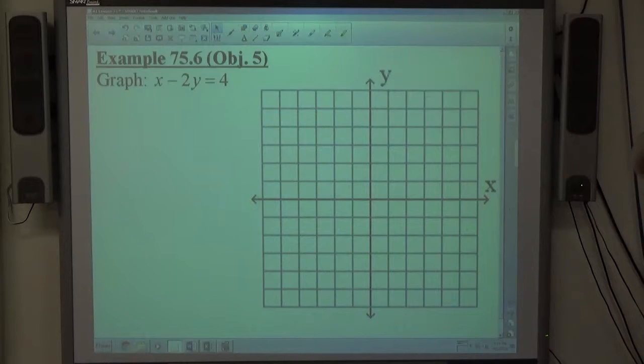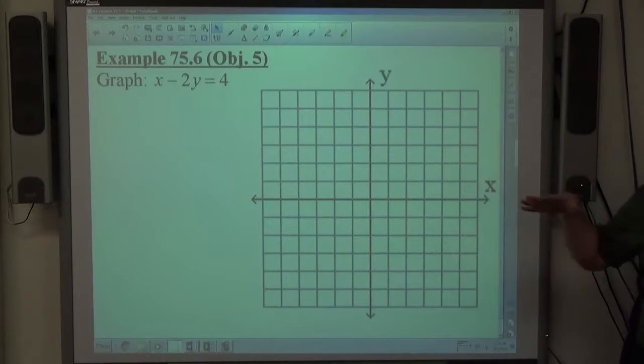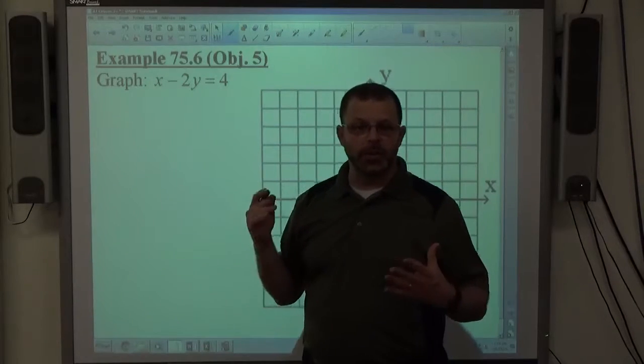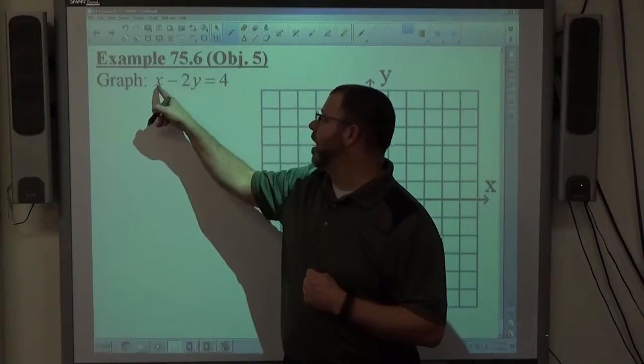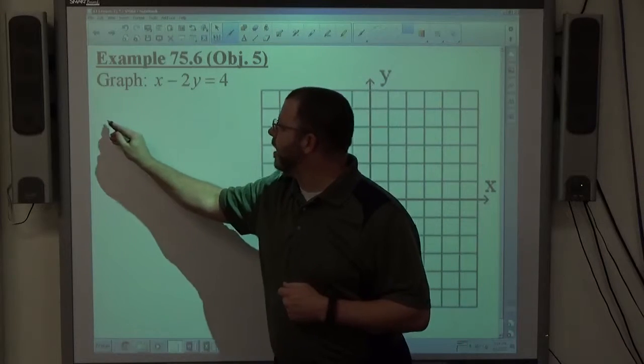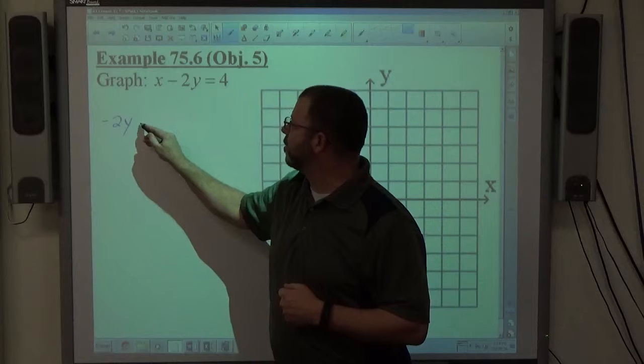Okay, for the last one, notice it doesn't say y equals, right? So priority 1 is to make it say y equals. Now, there's two ways of doing this. Way number 1 is I can move the x over to the right. Okay? That does leave negative 2y. Make sure the minus 2 stays in the y.